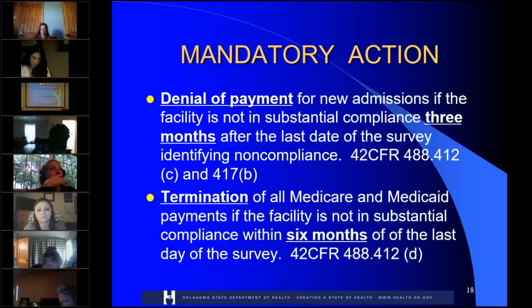So when you get your first survey on the cycle, your termination date is 6 months from the exit date, which is the date of your survey, because it goes off the exit date.